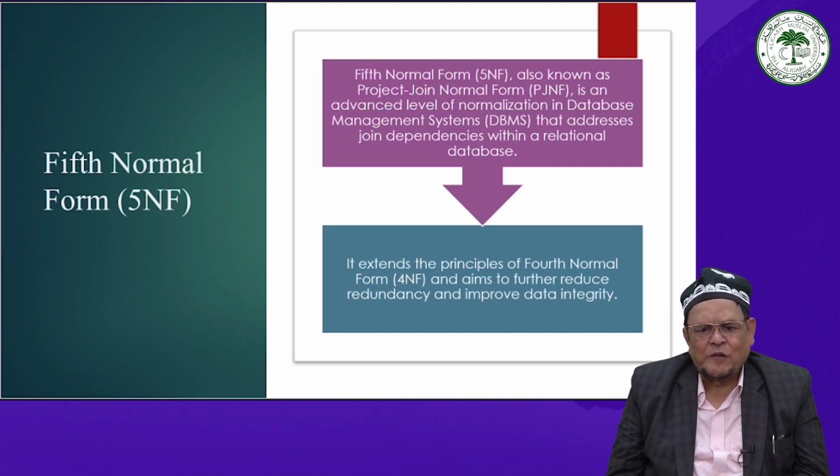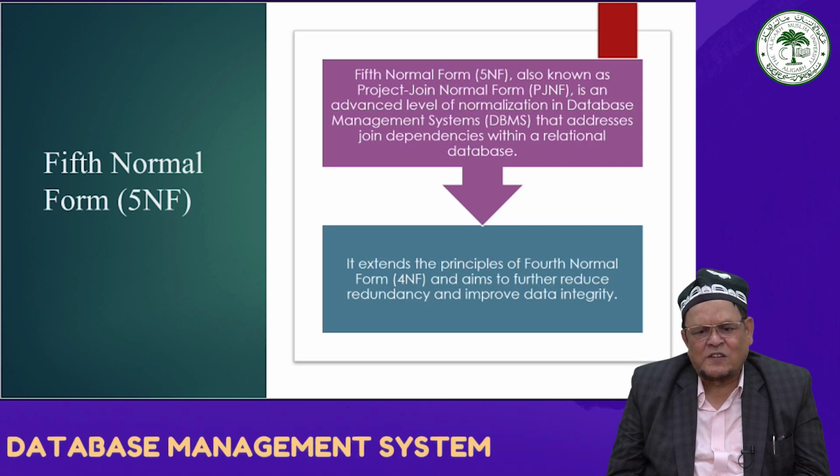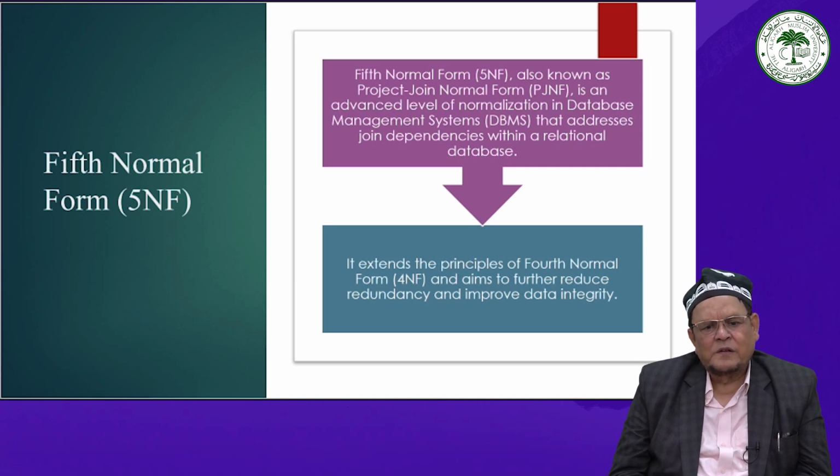Overall, achieving fifth normal form enhances data integrity and consistency in the database by minimizing redundancy and dependency related to join operations. It provides a more robust data model that reduces the risk of anomalies and facilitates efficient data storage, retrieval and manipulation. These are the points about the fifth normal form.